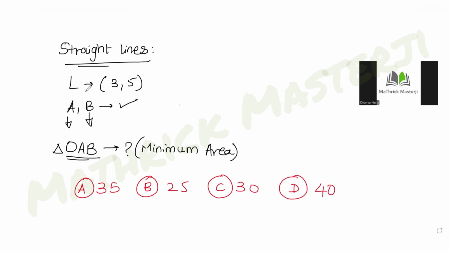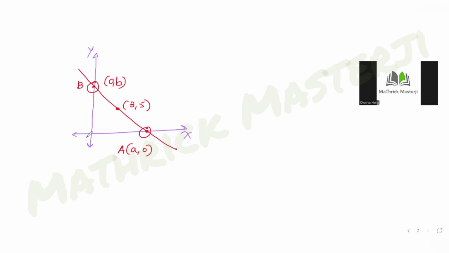Let's try to see how to solve this question further. I have a line L which passes through the point (3, 5), and it also meets the coordinate axes at two points A and B. So I have my y-axis and my x-axis here, and my straight line passing through like this. It passes through the point (3, 5). It touches the x-axis at the point (a, 0) and the y-axis at the point (0, b). So we have these two points A and B. The question is asking us to find the minimum area of this triangle OAB.